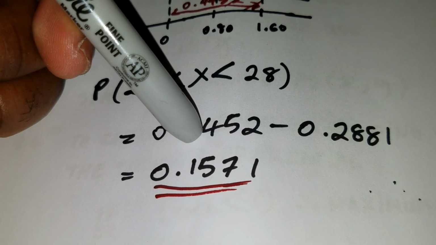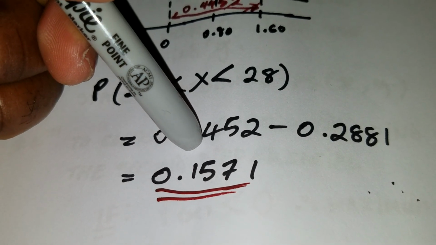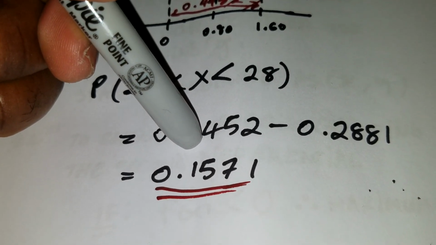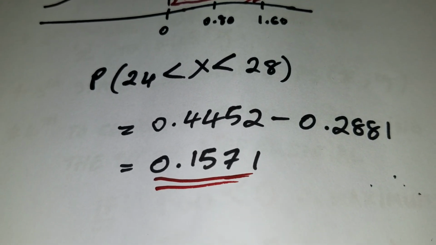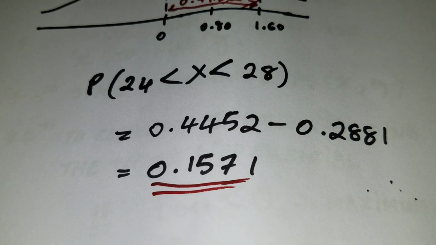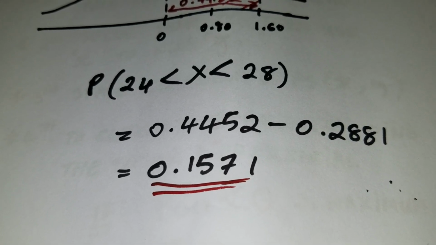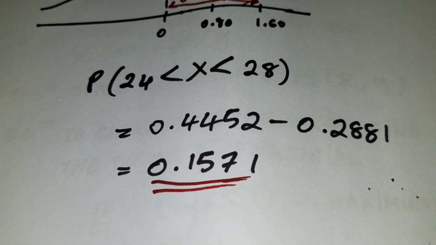So we have a 15.71% chance that the number of visitors will be between 24 and 28. And that's how we utilize the normal distribution curve to solve probabilities.